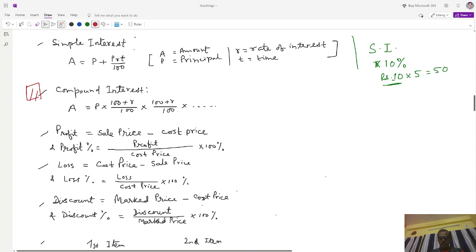And now come to profit and loss. Profit means sales price minus cost price, and profit percentage equals profit divided by cost price into 100%. This profit, sales price minus cost price, happened upon what price? Upon the cost price. So profit percentage will be profit divided by cost price into 100%.